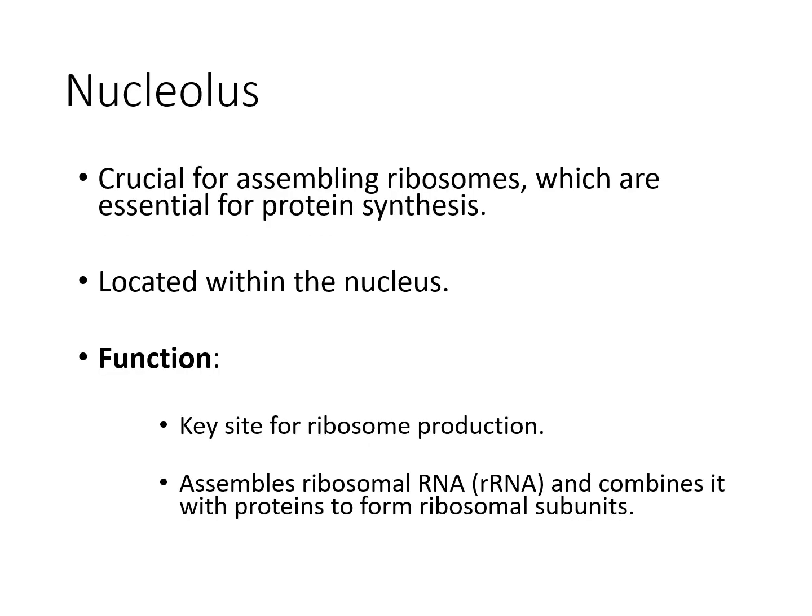The nucleolus is located within the nucleus and plays a crucial role in assembling ribosomes, which are essential for protein synthesis. Its main function is to produce ribosomal RNA, rRNA, and combine it with proteins to form ribosomal subunits. These subunits are then exported to the cytoplasm, where they become functional ribosomes.